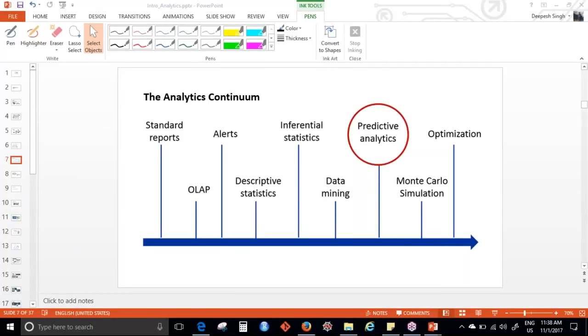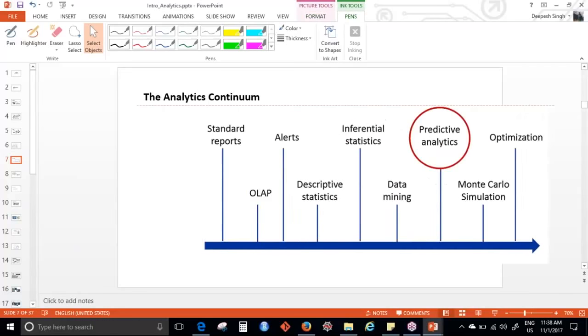You get an SMS saying that this much money has been withdrawn from your account. So this is like a trigger. Okay, so an event triggers another event. This comes under online analytical processing. Then we move on. Now we have come to a stage where we are doing predictive analytics. Okay, so this is where we are now.